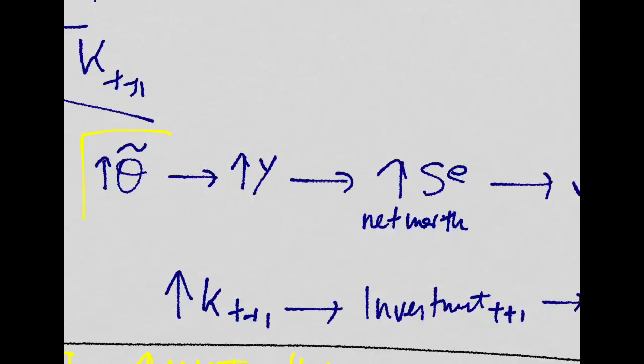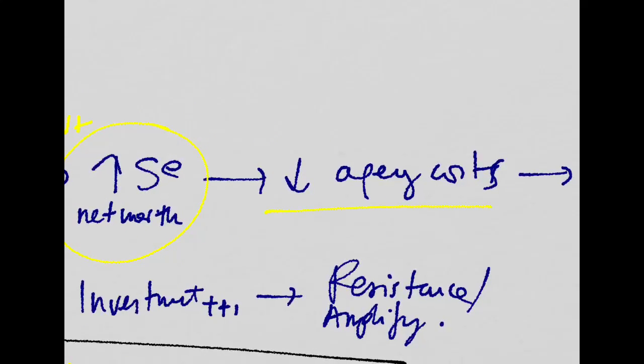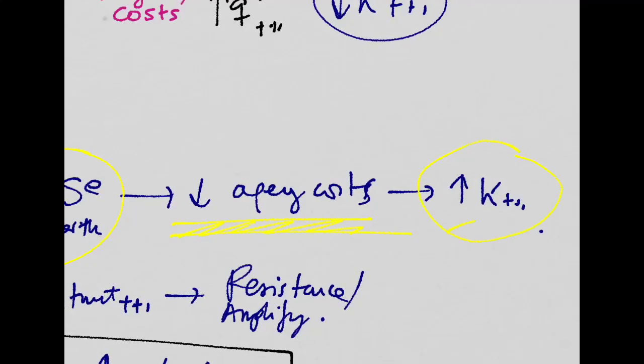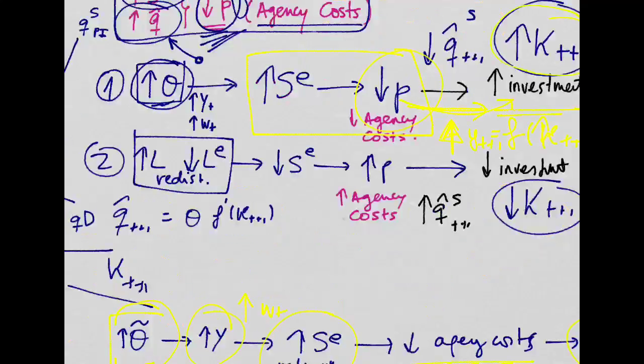So a little recap: positive productivity shock, higher output, which means higher wages, which means that the entrepreneurs will have higher net worth, higher wealth. They need to borrow less, and they're more solvent, so then agency costs go down, and that allows capital investment to go up, and then capital in the next period will go up, which means that there will be more output in the next period, and the shocks that originated at T of productivity will persist and be amplified over time.